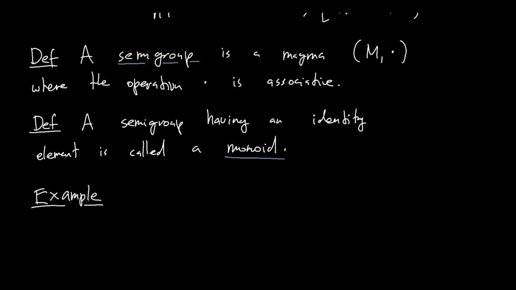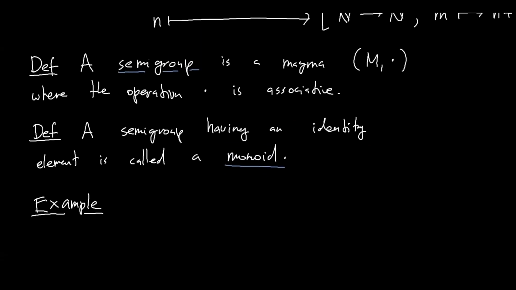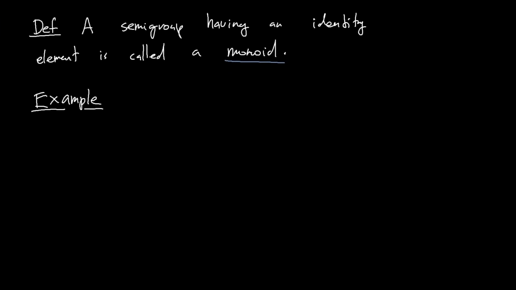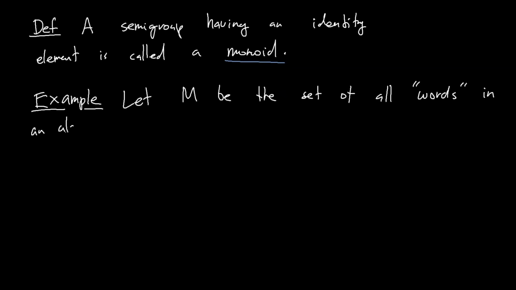A very important monoid, in fact. But first, we will treat this as a magma, and then we'll get convinced that it's actually a monoid. It is the following: let M be the set of all words, and I'm going to put this in quotation marks, in an alphabet. So this is an example that's very important in computer science, but also in mathematics for different reasons. So let M be the set of all words in an alphabet A.